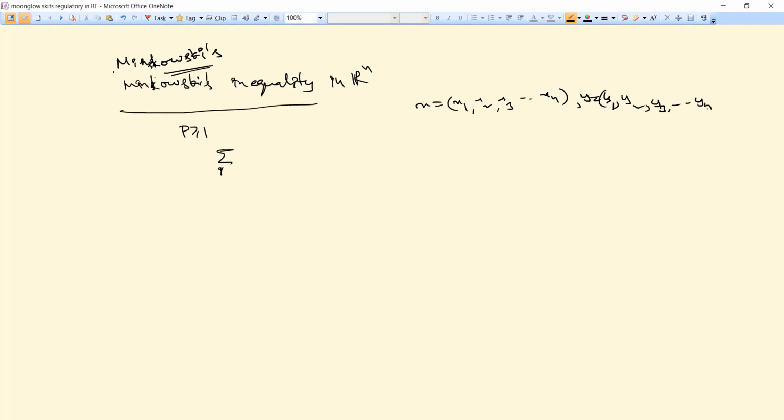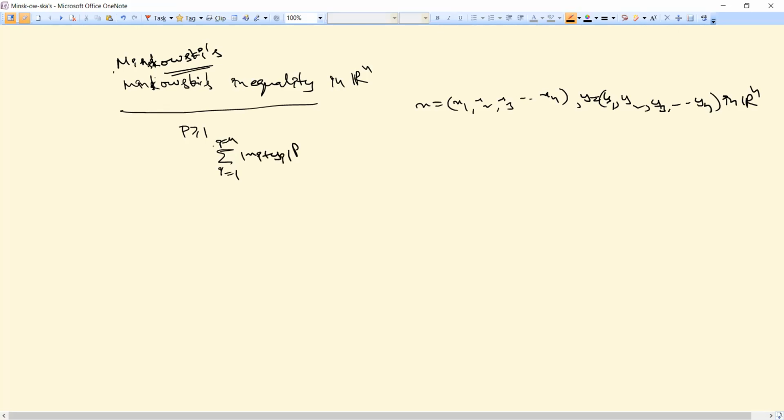When you have two n-tuples in R^n, this is what Cauchy-Schwarz... I mean the Minkowski inequality tells you: summation i equals 1 to n, modulus of xi plus yi whole power p, whole power 1 by p, is always less than or equal to summation i equals 1 to n.